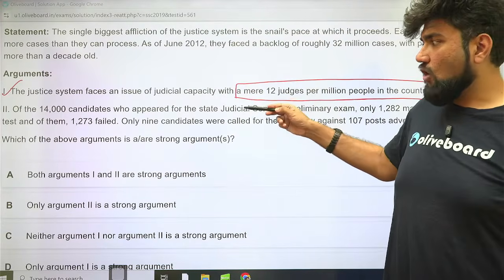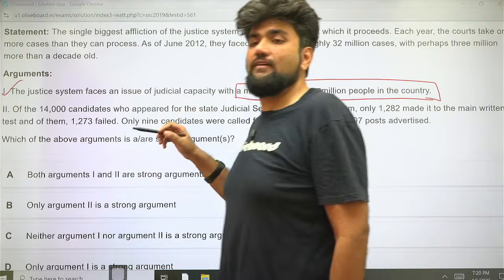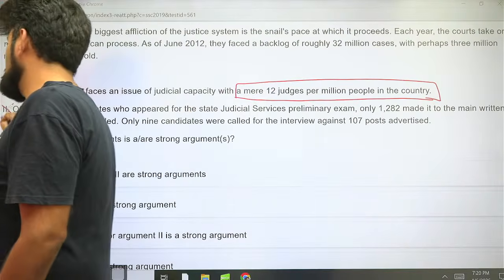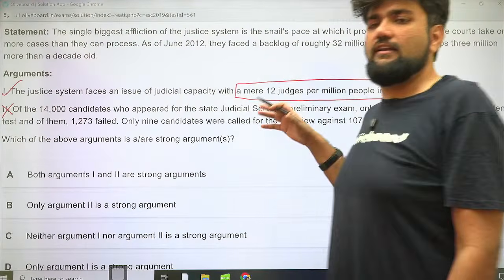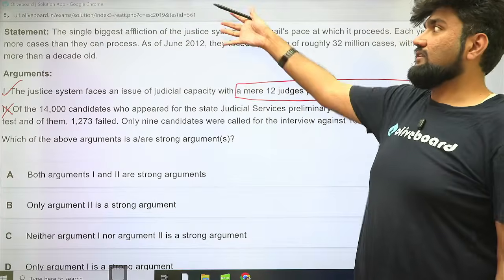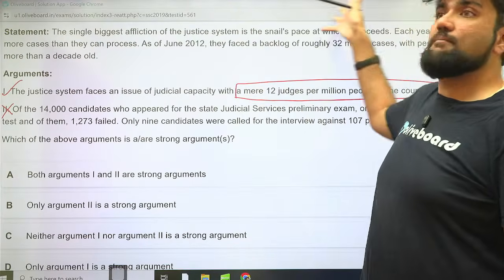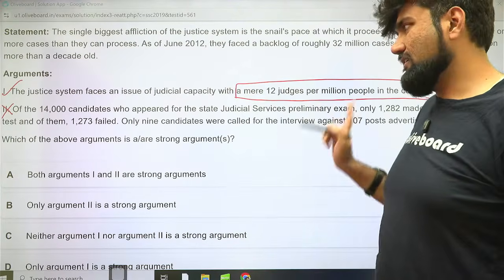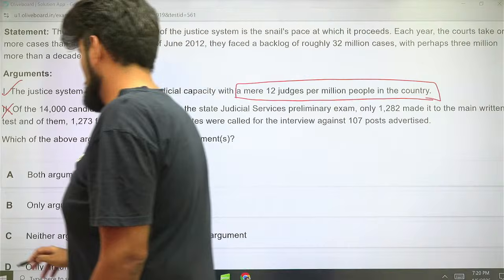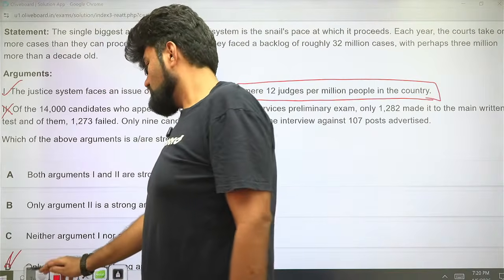So this argument is not very strong. That in this one exam, out of 14,000 candidates, finally only 9 were selected, that is why there are 32 million pending cases. Not a strong argument. It's a weak argument. So only argument 1 is strong. Option D is the correct answer here.